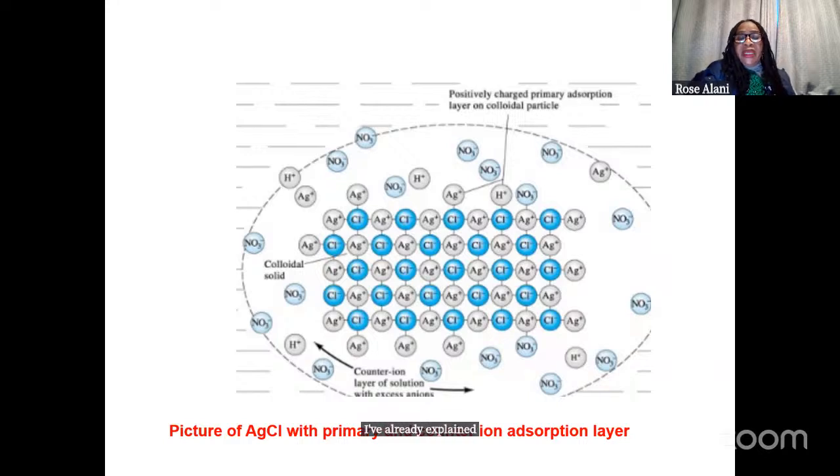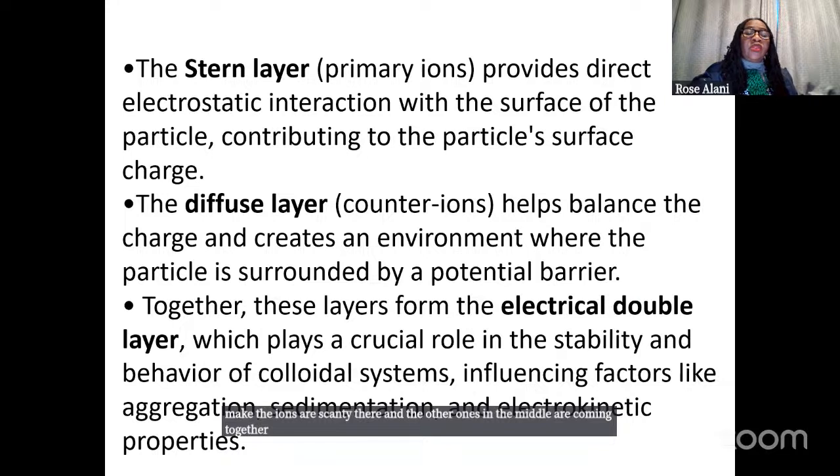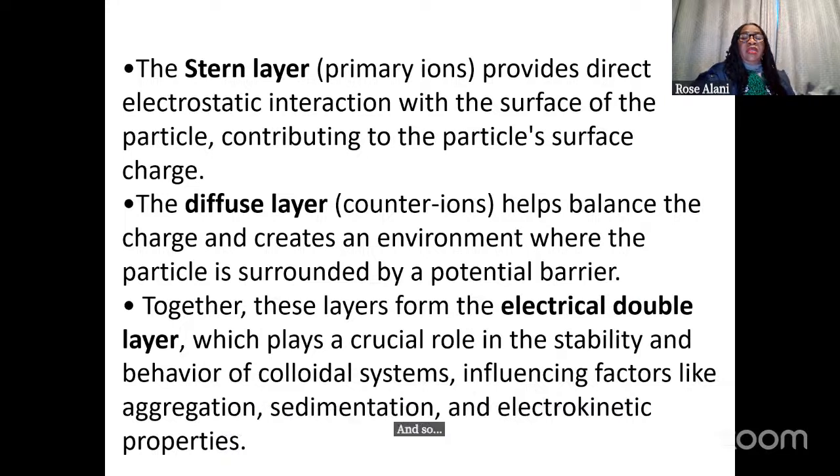The primary and counter ion adsorption layer, you can see close to the surface there, the ions are scanty, and the other ones in the middle are coming together. And so simply the primary ion, which is called the Stern layer.